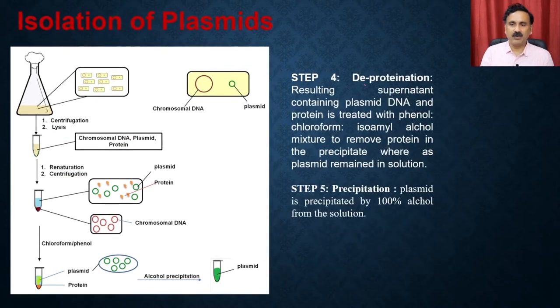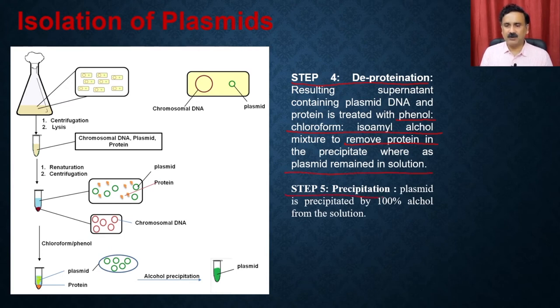Then in step 4, you are going to do the purification of this plasmid. You are going to do the deproteination, and that will result in the isolation of the plasmids. That deproteination you do with the help of a chemical called phenol chloroform isoamyl solution, and that is going to remove the protein so that you can make very high purity plasmid DNA.